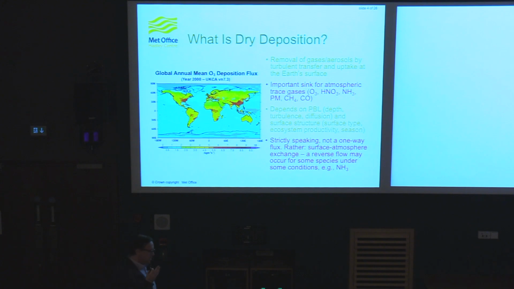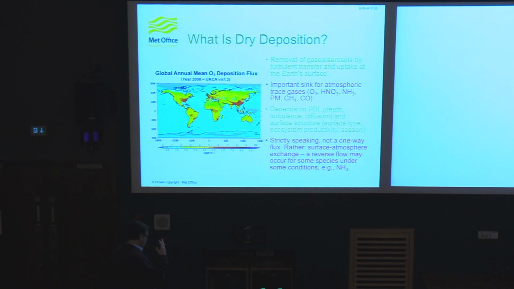As I said, it's a turbulent downmixing process and then an uptake at the surface. So it does depend, obviously, on the structure of the boundary layer. It does depend on turbulent and diffuse processes, and the underlying surface structure plays an important role. It depends on whether you're above bare ground or above vegetation or open waters like the oceans and stuff like that. That makes a big difference in terms of how effective dry deposition will be in removing species.